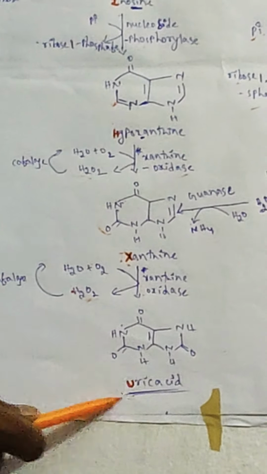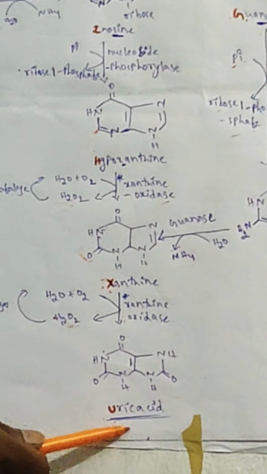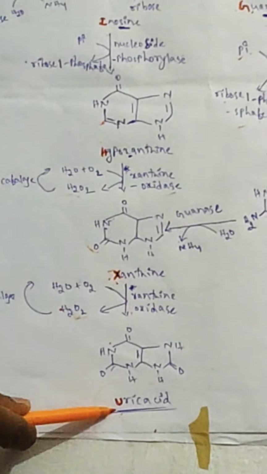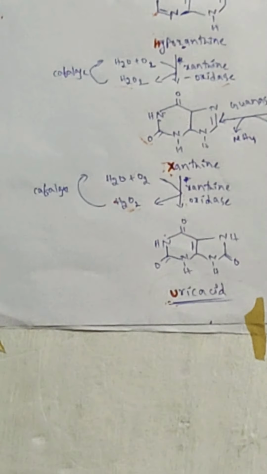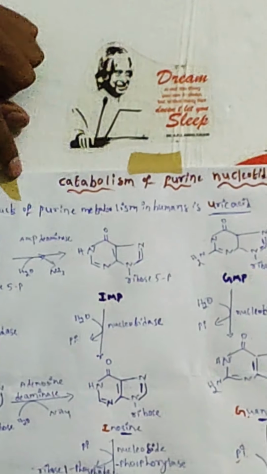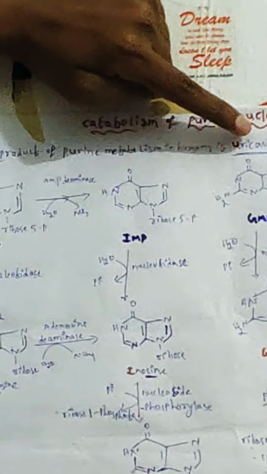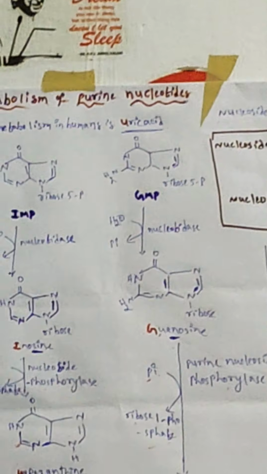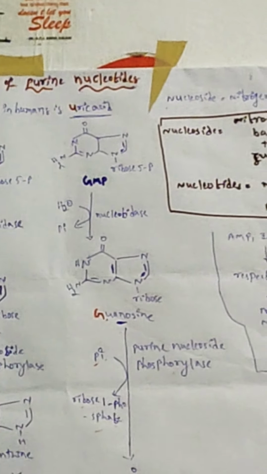So what is the final molecule in the catabolism of purine nucleotides? Here, uric acid. Remember, the end product of purine metabolism in humans is uric acid. So we have seen the final product of purine metabolism is uric acid.